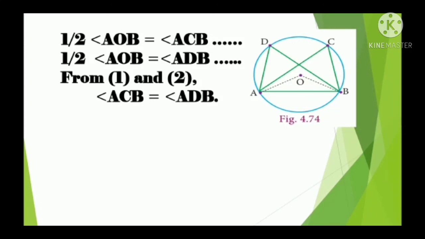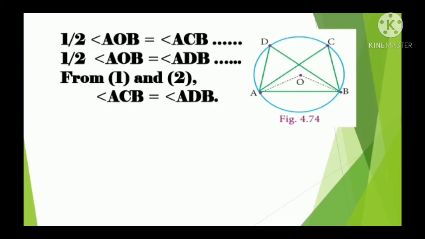ACB is an angle in the major segment of the circle, and ADB is also an angle in the major segment of the circle. Okay. So ACB and ADB are the two angles in the same segment of the circle.